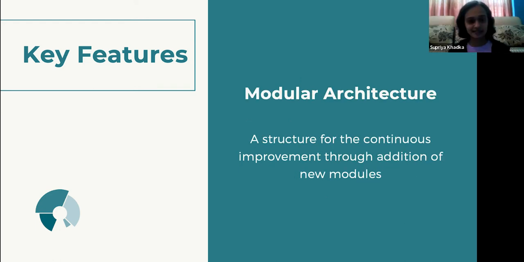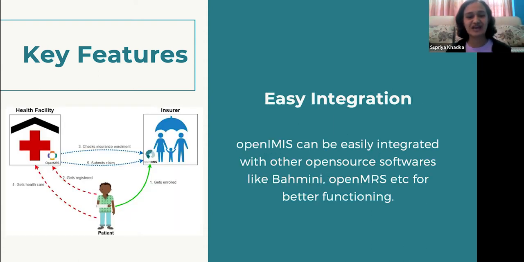Next, modular architecture. Now, since we will be talking about the computer engineering perspective, I will deal with the modular architecture in much more detail in the upcoming slides, but it is a key feature because due to modular architecture, it allows continuous improvement through addition of new modules. Next, we have easy integration. openIMIS can be easily integrated with other open source softwares like Bahmni, openMRS, etc.